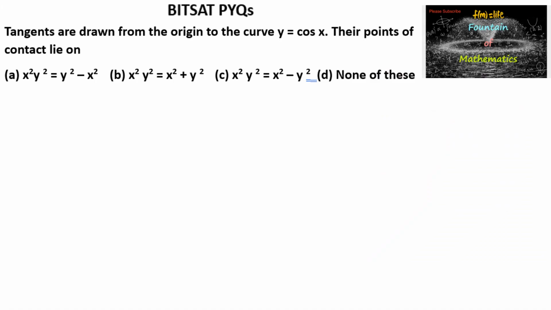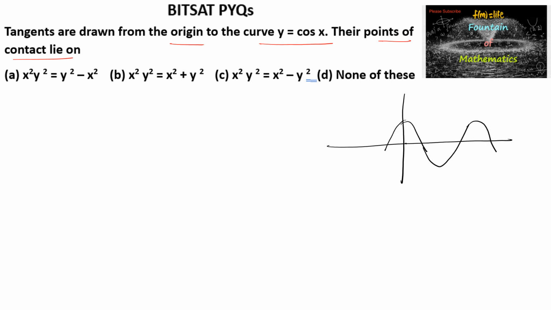Tangents are drawn from the origin to the curve y is equal to cos x. Their points of contact lie on. We know the graph of cos x. Say this is the origin. So we can draw the tangents. So let us consider the point of contact is say h comma k. We need to find the locus of this point.